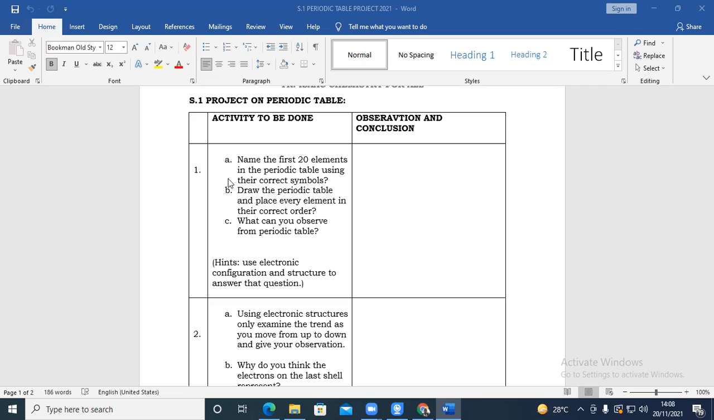Name the first 20 elements in the periodic table using their correct symbols. I had drawn them already. You drew them? Yes. Is it possible to share? I don't think so. It is hard. But you can. You mean you cannot focus your camera there?